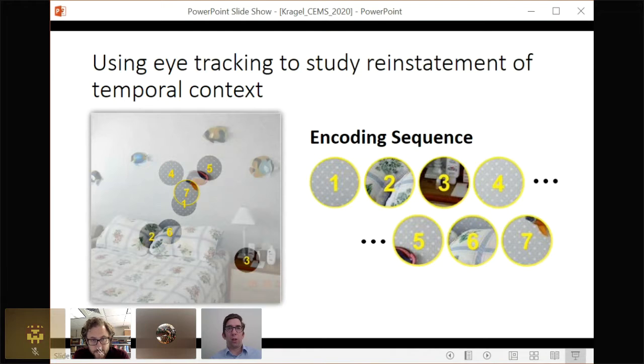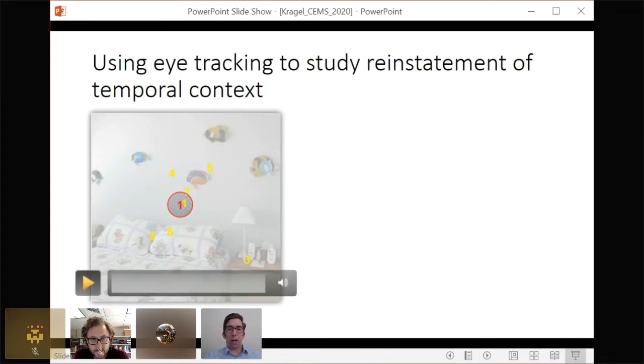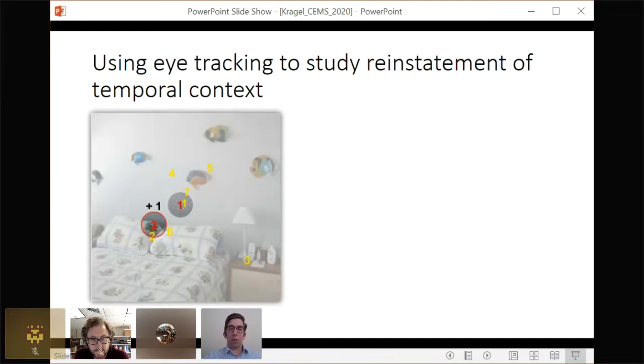If temporal context does drive your behavior when you're viewing a scene, you might then imagine that when you're viewing the same scene again at a later point in time, the distribution of your eye movements over time is influenced by your memory. So here, consider the first 3 fixations that you might make during retrieval.